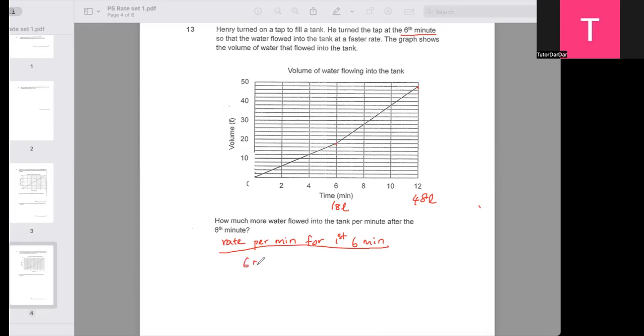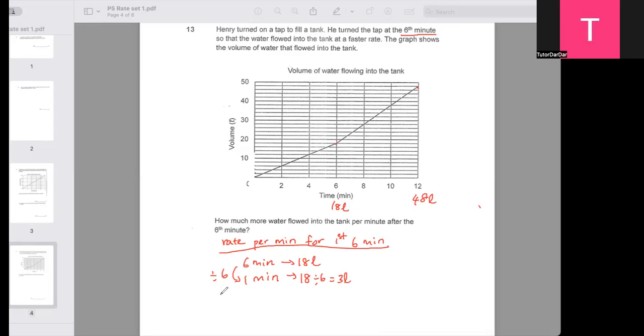6 minutes is 18 liters. So 1 minute, what do we do? This is divided by 6, right? So this is going to be 18 divided by 6, which will give you 3 liters. This is the rate per minute for the first 6 minutes. So that means every minute it is flowing out 3 liters.